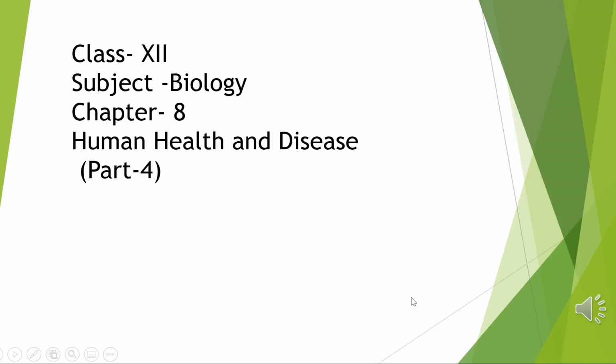Hello students. So our chapter Human Health and Disease is going on and this is part 4. Today we'll study about acquired immunity and antibodies and types of antibodies and functions of antibodies in our body. So we'll be studying about all these things and the diagram of antibody.